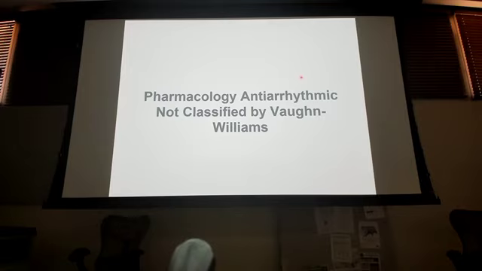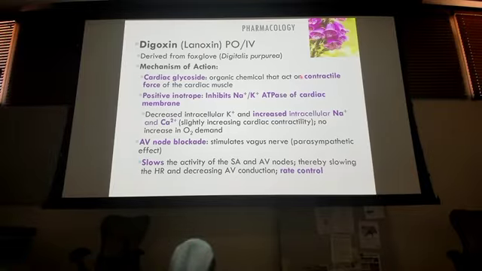Okay, these are drugs that some people will call class 5, which they're not really a class 5, but these are not classified by our Vaughan-Williams system, and therefore they're kind of like the ones that are out to the side. So the way that I remember them is the acronym DAM, like we just left them off, right? So it's going to be DAM when we go through this, okay?